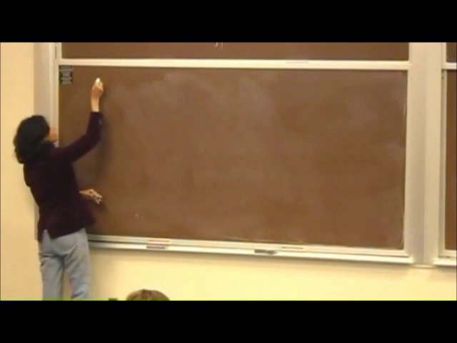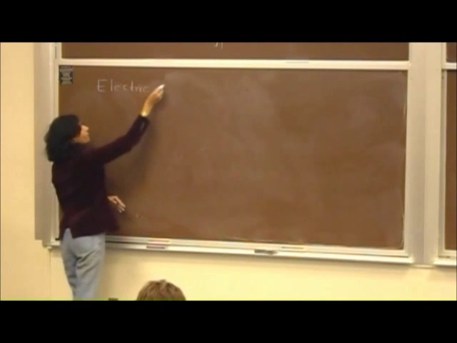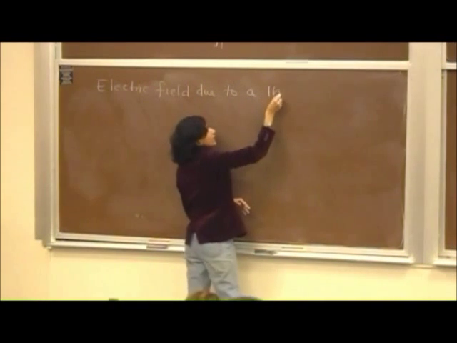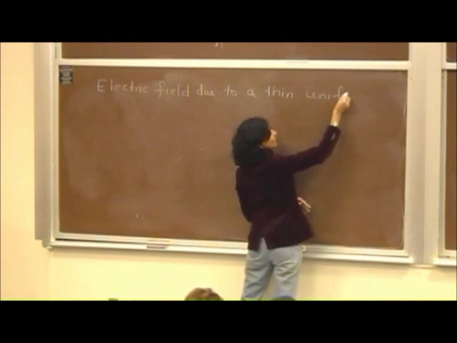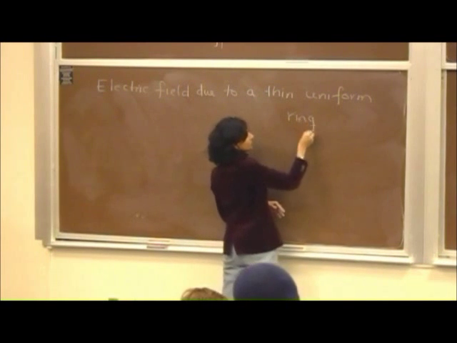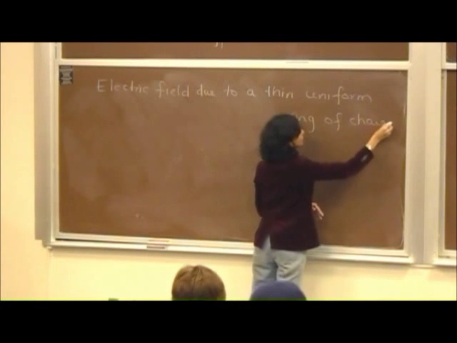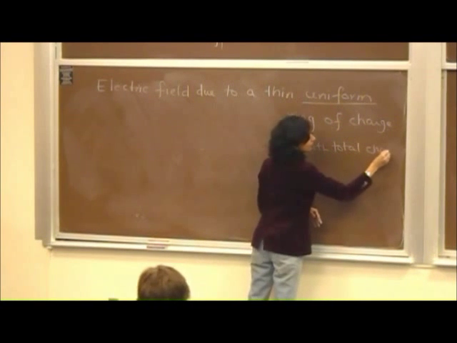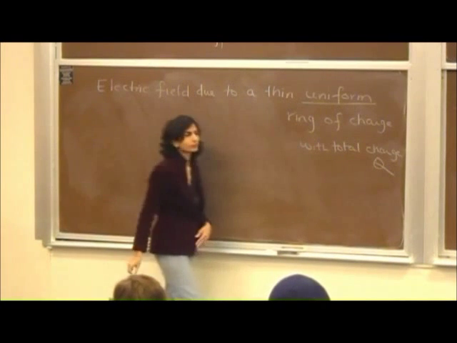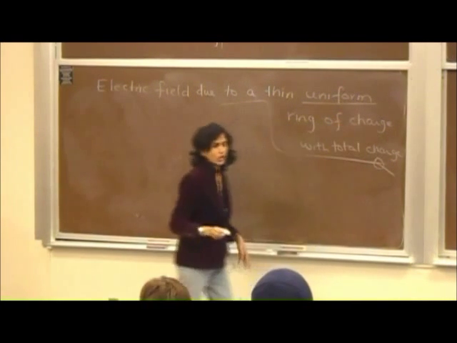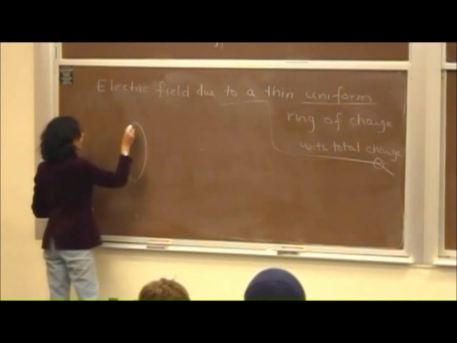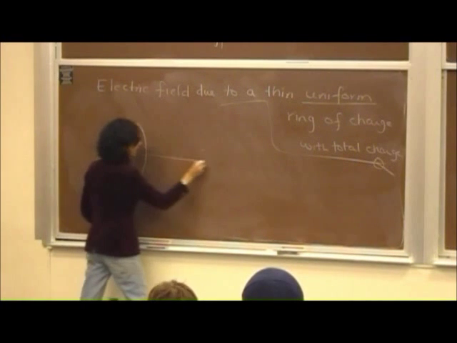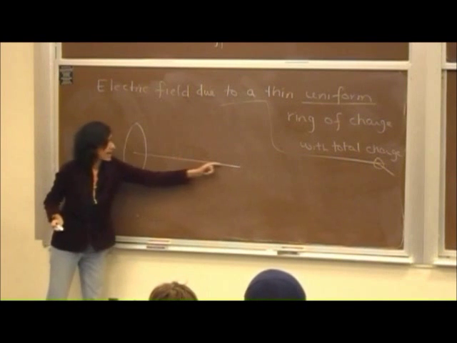So let's calculate today the electric field due to a thin uniform ring of charge. The total charge is Q. Okay, this is what we are trying to do. And by uniform, I mean charge is uniformly distributed on the ring. Also, we are trying to find the electric field along a line, at any point along the axis of this ring.